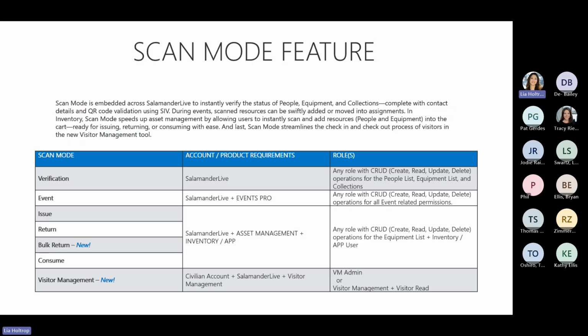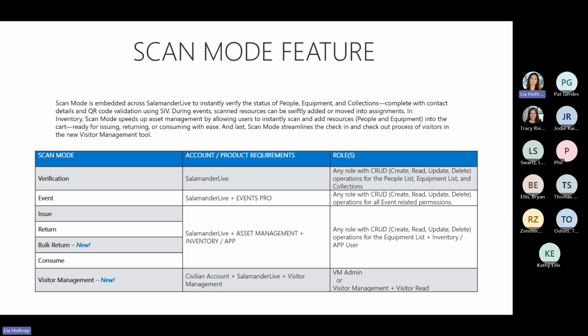So what is the scan mode feature? This is a feature that's embedded across SalamanderLive to instantly verify the status of people, equipment, and collections. You can also use it to quickly add and move resources into assignments within an event. You can use it to scan people and equipment into the issue, return, and consume carts. It's going to streamline that process. And then you can also use it for our new visitor check-in process. We've got a new visitor management interface and kiosk which allows you to use scanning.